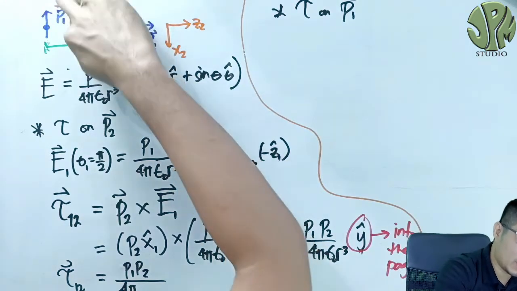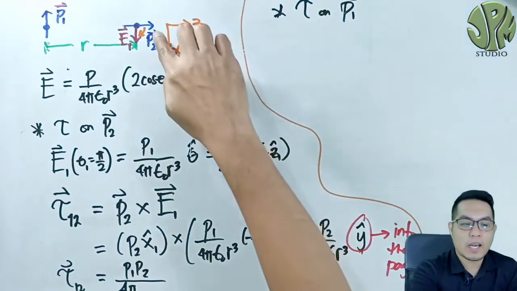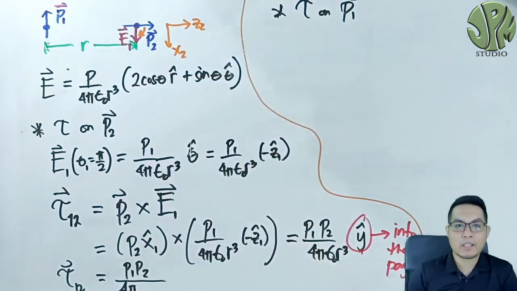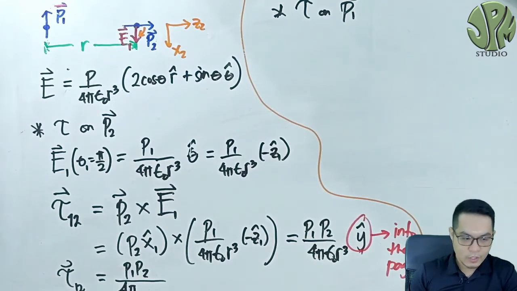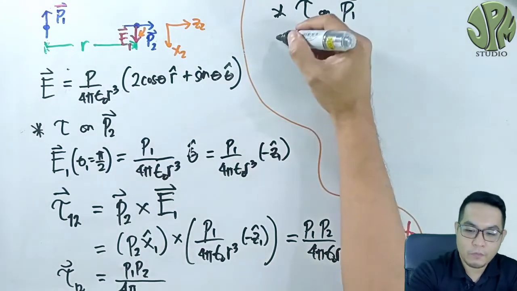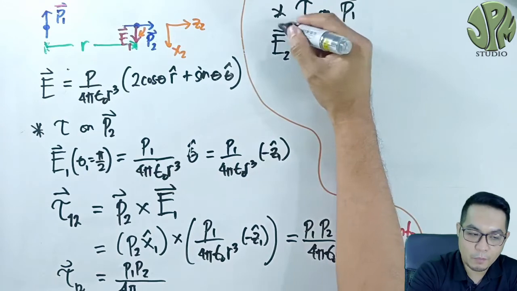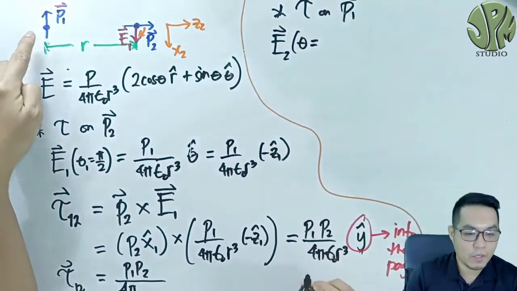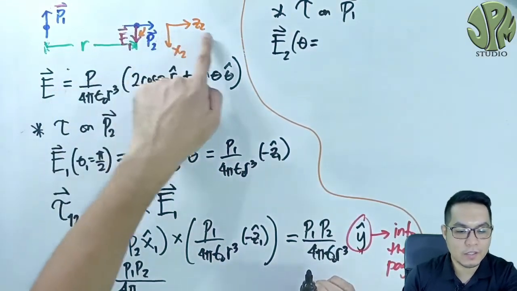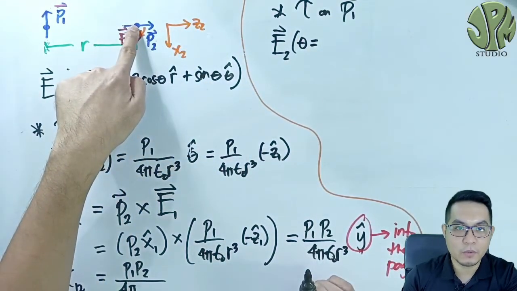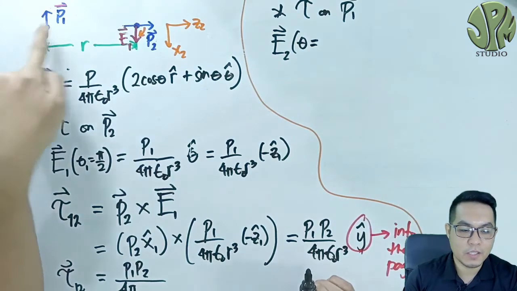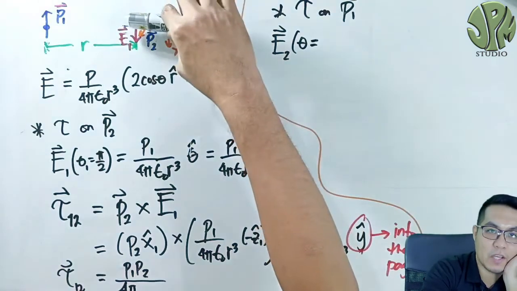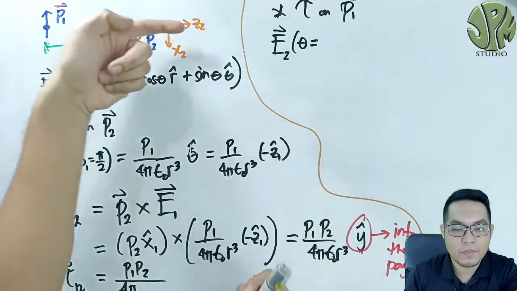So that's the technique. You need to align your dipole moment along the z-axis. So this is the z-axis of the second dipole. Okay. So what is now the electric field of the dipole at the location of P1? At the location of P1, this is the z-axis. So this is P2. What is this location with respect to P2? We measure, this is the positive z-axis, so measure the angle from this axis here.